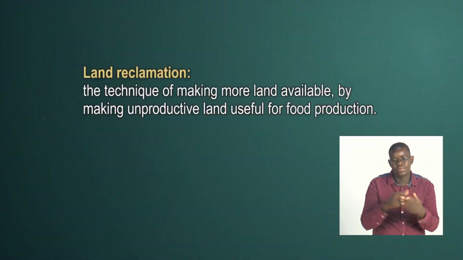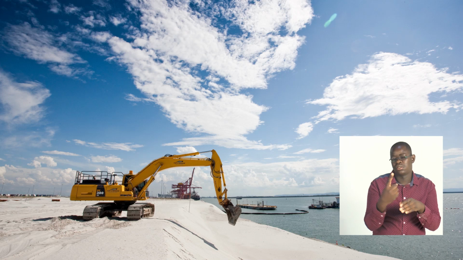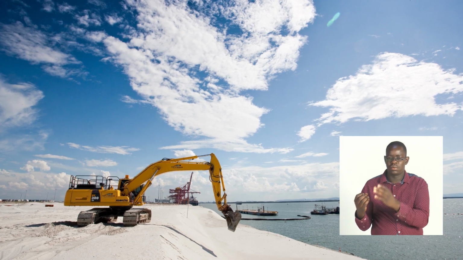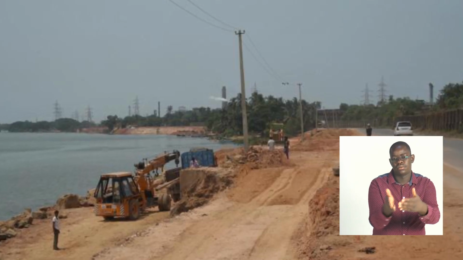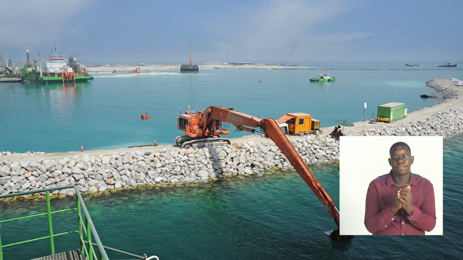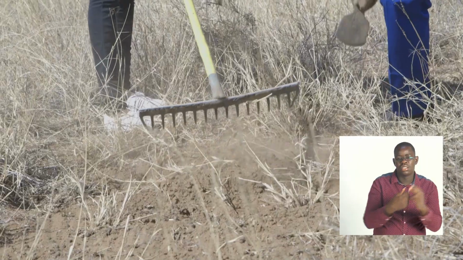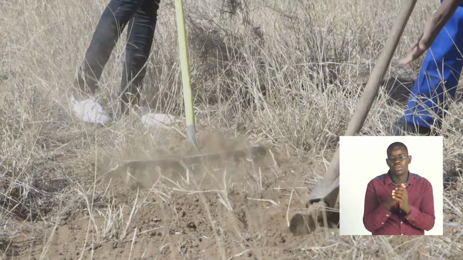Land reclamation is the idea of getting new land. This is usually done in coastal areas and also sometimes at rivers and lakes, where they fill up such areas with sand, stones, and other materials. In agriculture, this is a technique aimed to improve food production.